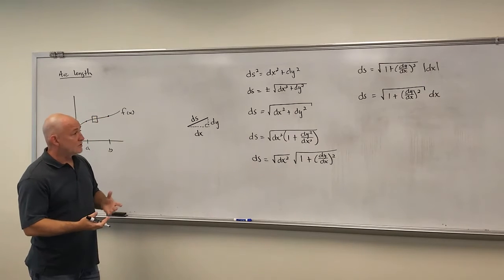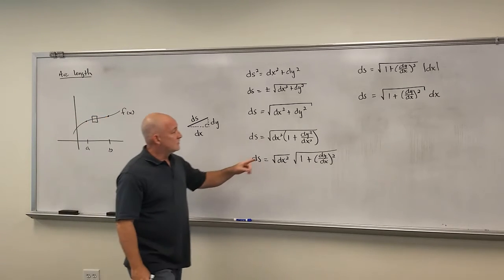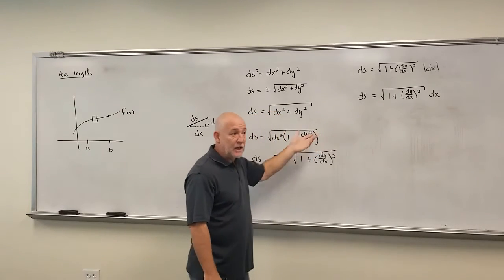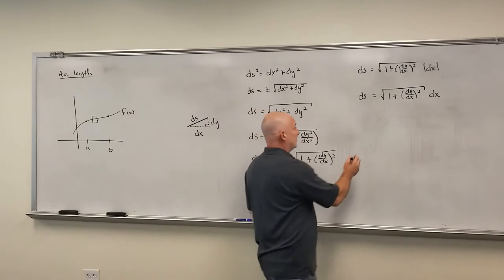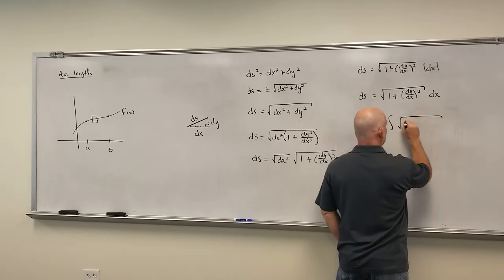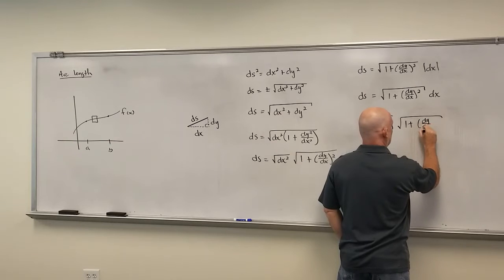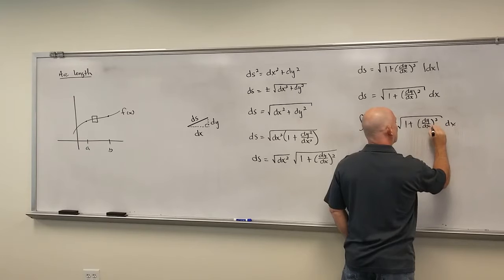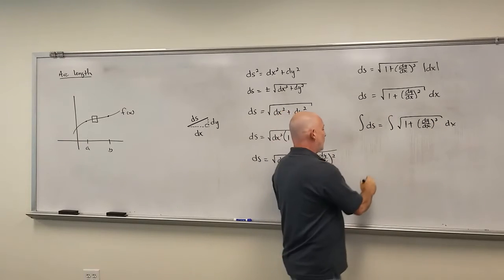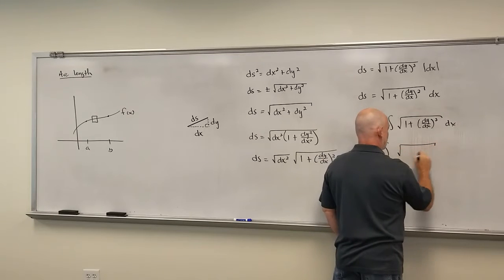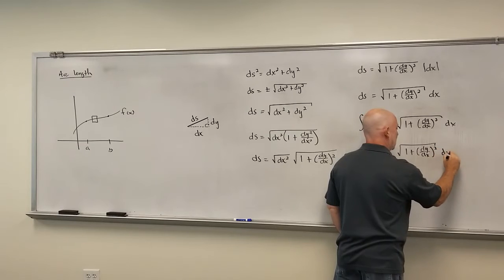So I can finish this up. Since this is the small piece of it, all I've got to do is add them up. To add things up, we integrate. So if I integrate both sides, the integral of the square root of 1 plus (dy/dx) squared, dx, we would end up with the arc length. So little s again standing for arc length, is the integral of the square root of 1 plus (dy/dx) squared, dx.